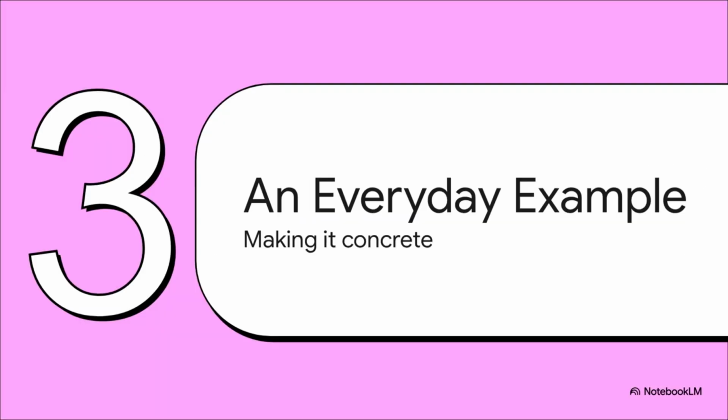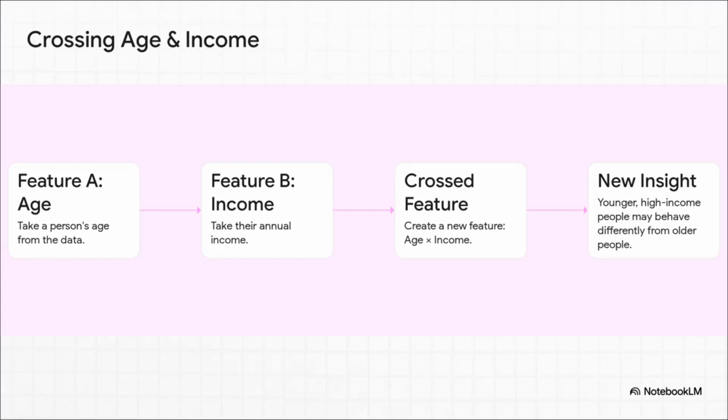Okay, I know that might still sound a little abstract. So let's walk through a really common example that'll make this whole idea just click. It really shows how you can build a much richer picture of the world. Okay, so imagine a model has two bits of data, a person's age and their income. Now, on their own, they're pretty useful. But when you cross them, let's say by multiplying them, you create an incredibly powerful new feature.